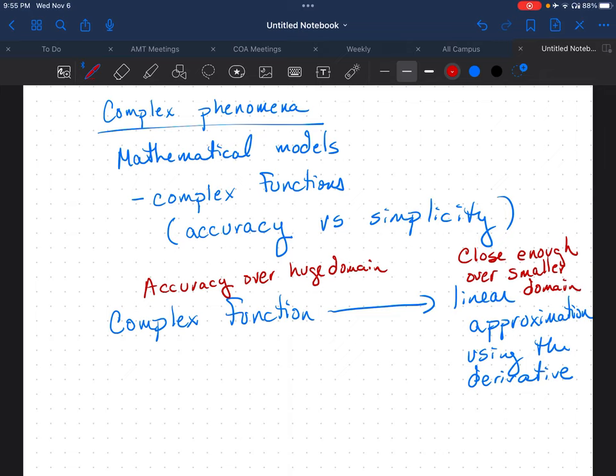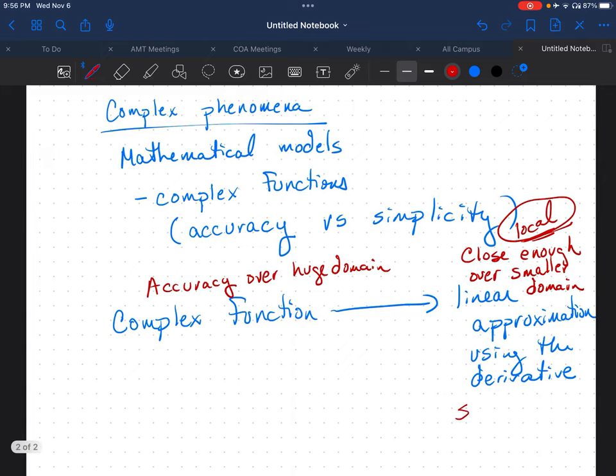So what we call a local approximation, in the same way that I'm using the words local maximum versus global maximum or local minimum versus global minimum, this is locally good enough for the work that we're going to do. And if I don't care about a huge domain and I really am looking at a localized area, it can make my life much simpler.